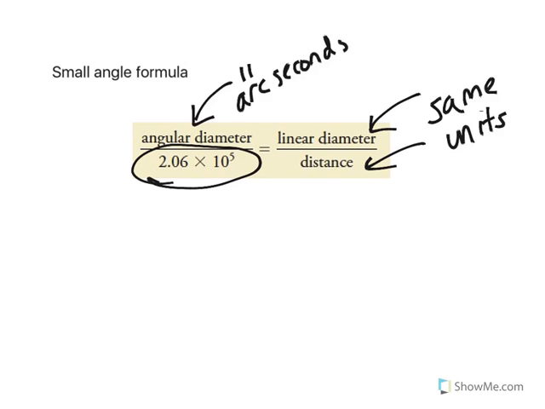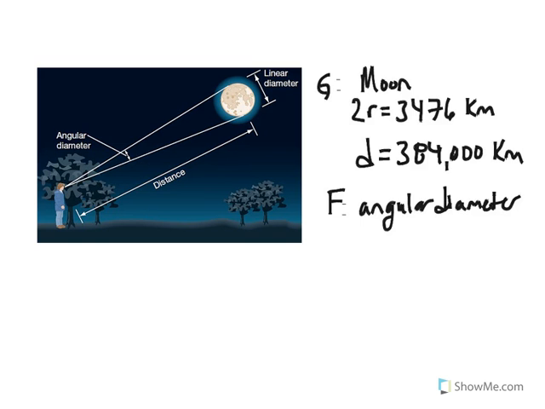Let's look at an example. Let's say you're given the full moon in the night sky, as shown. The diameter of the full moon is twice the radius, so I labeled it as 2r, and that is 3,476 kilometers. So twice the radius is 3,476 kilometers. The distance to the moon is 384,000 kilometers. We would like to find the angular diameter.